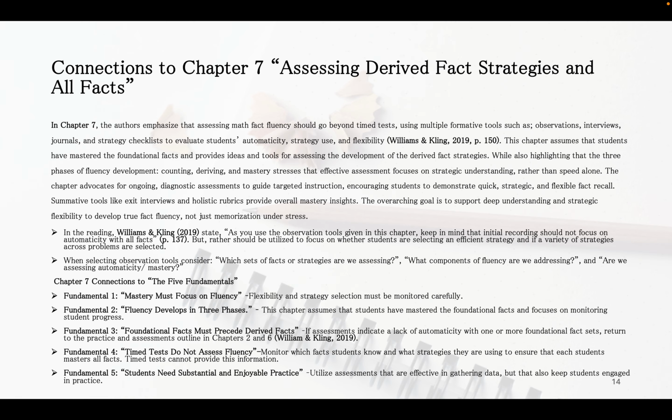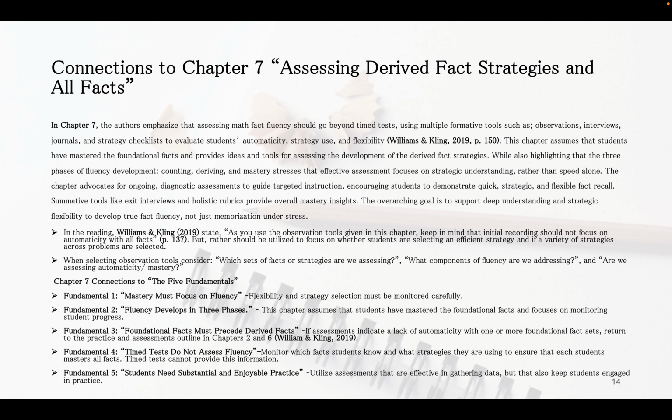The chapter also advocates for ongoing diagnostic assessments that guide targeted instruction, encouraging students to demonstrate quick, strategic, and flexible fact recall. So summative tools like exit interviews and holistic rubrics provide overall mastery insights. The overarching goal is to support deepened understanding and strategic flexibility to develop true fact fluency and not just memorization under stress.